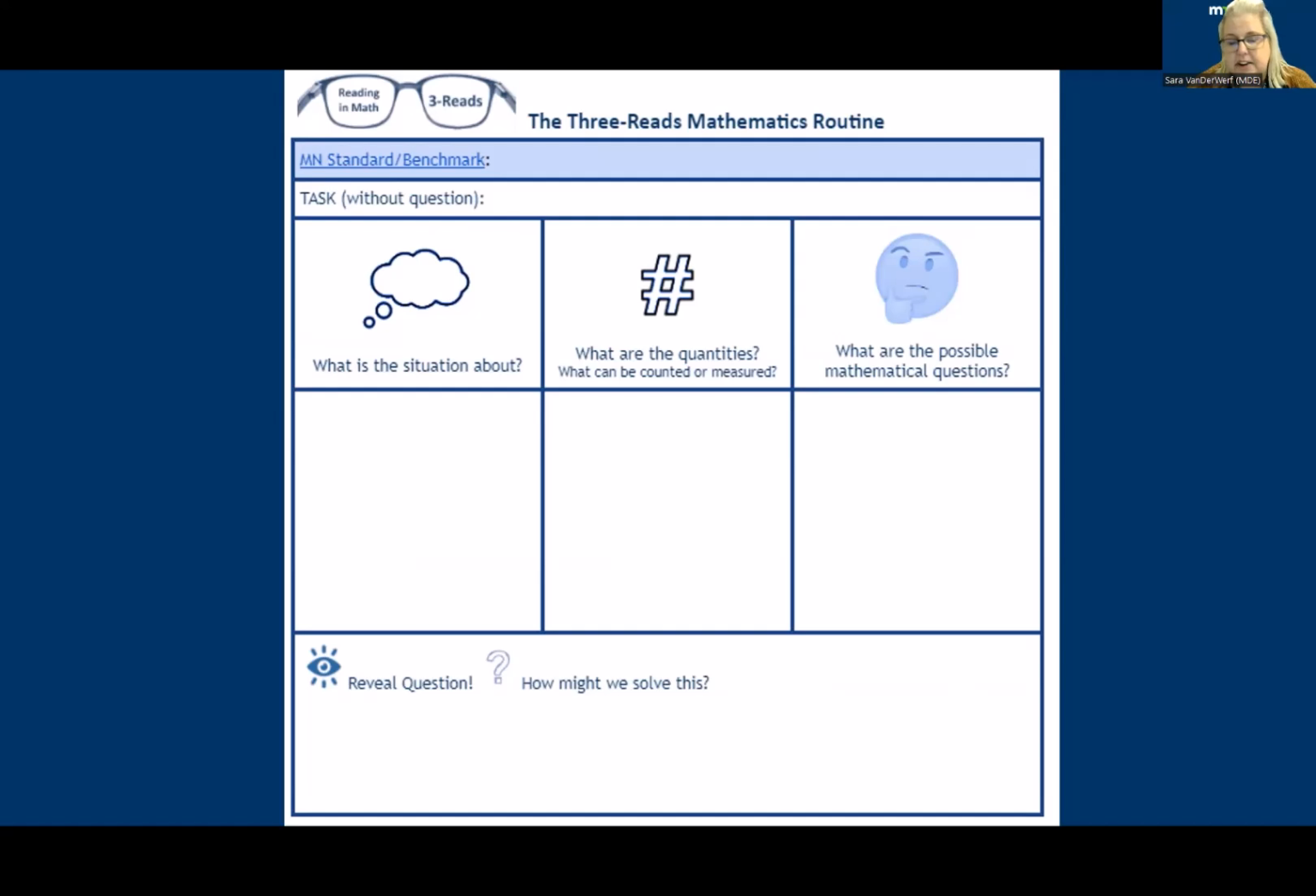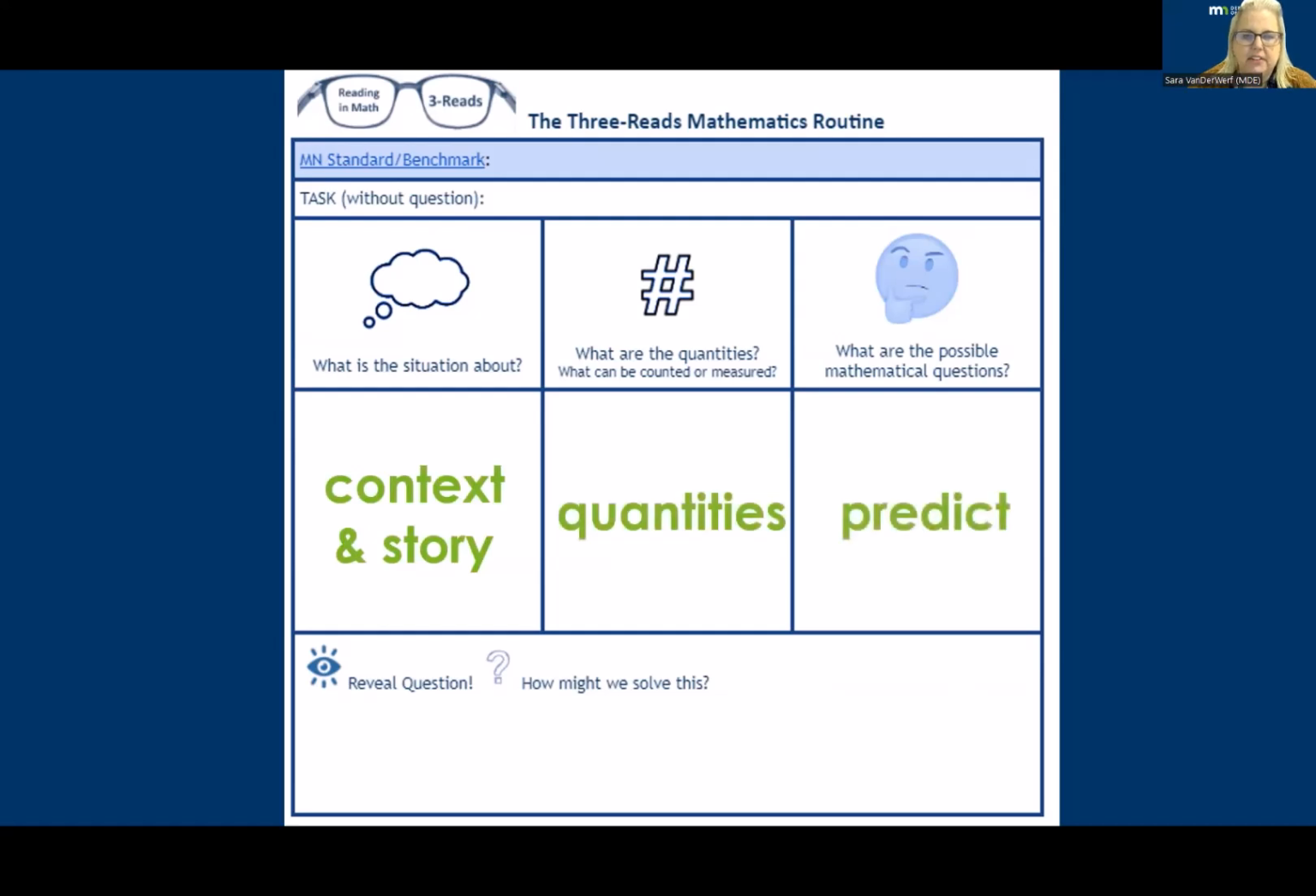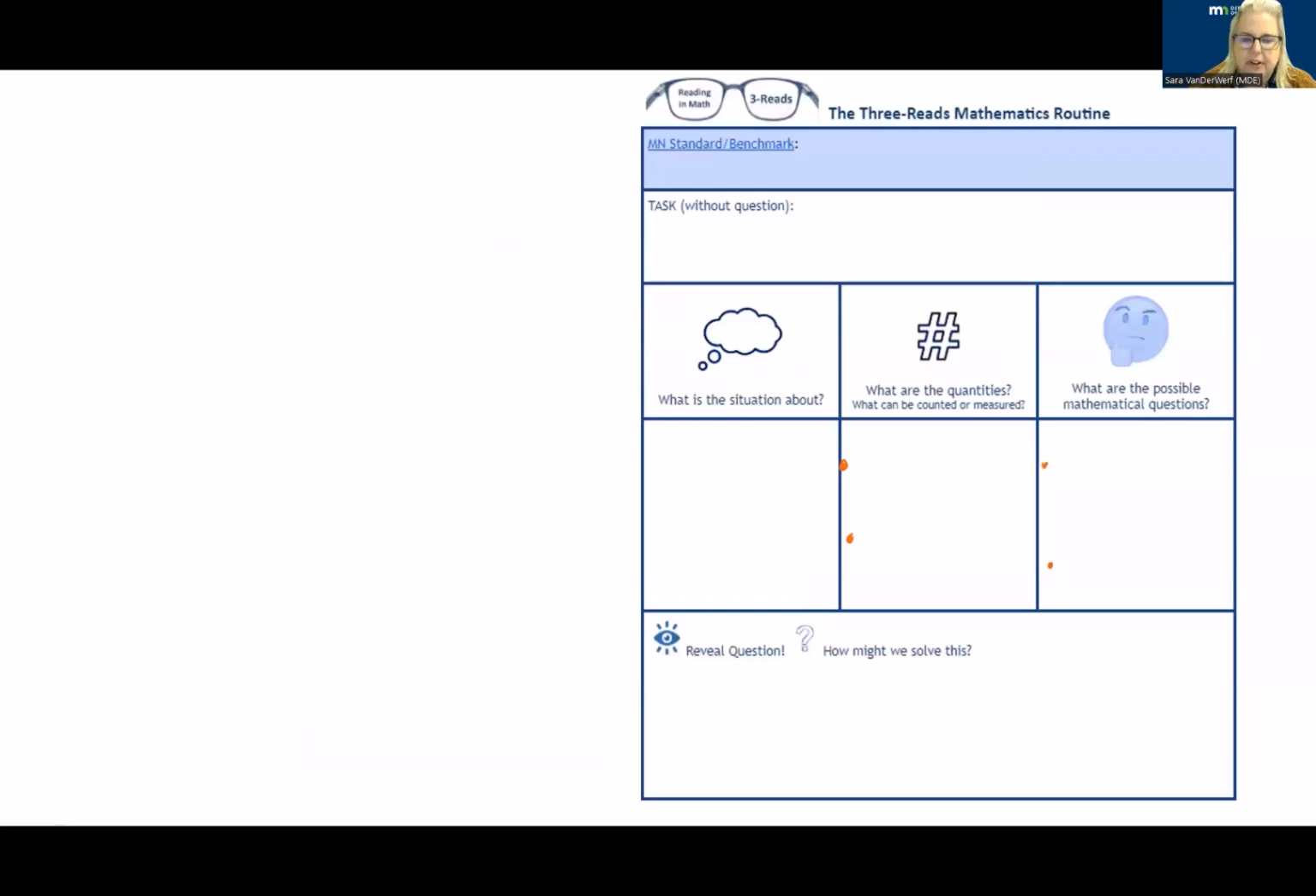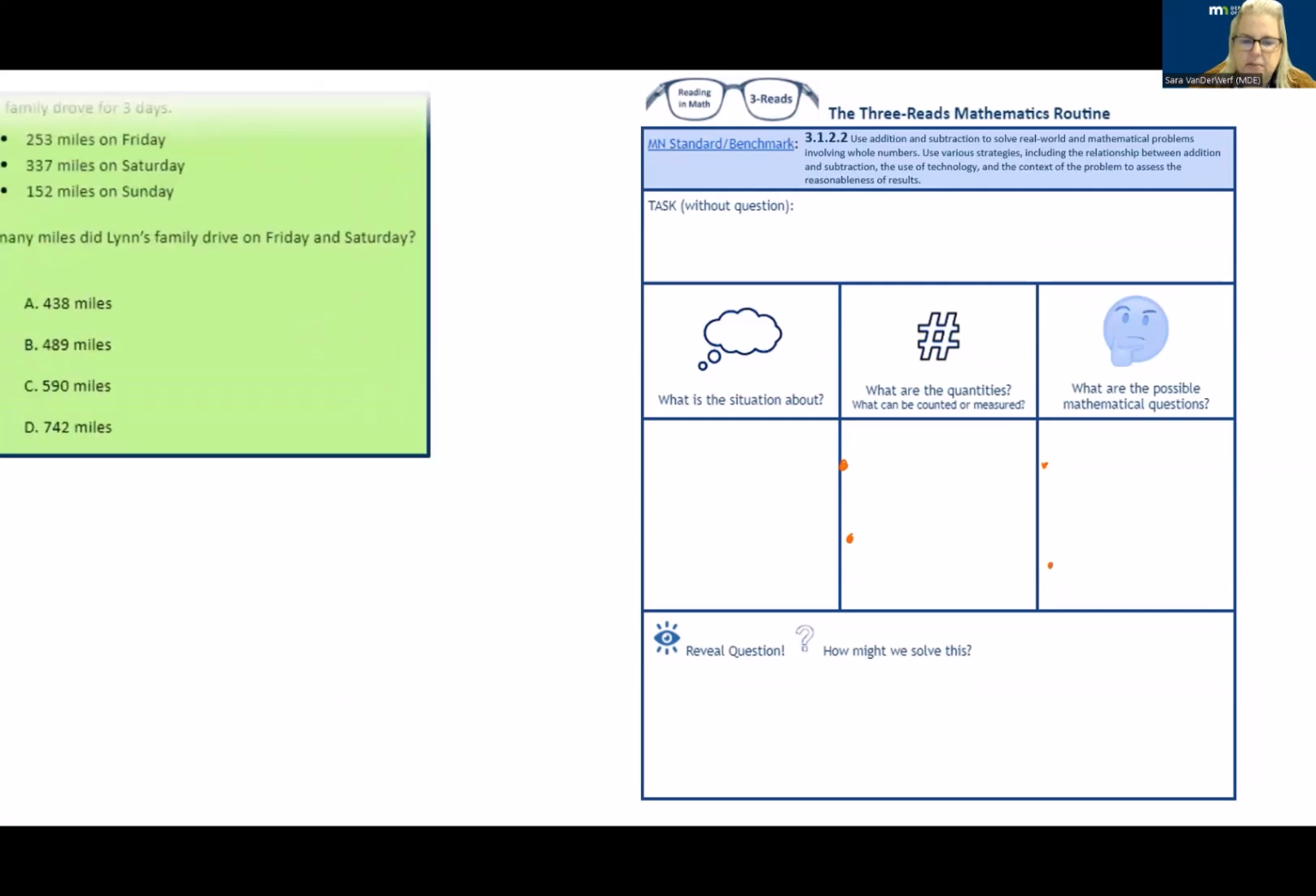So here's a template that you could use. I've included this. I've made it a separate document. I've also included it in the list of things that you could do. And each of those 3 boxes are about those 3 parts and the 3 reads in the problem. So let's take how it starts. It always starts with a standard and a benchmark.